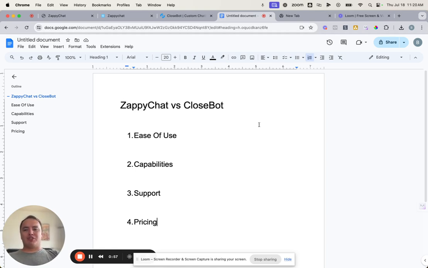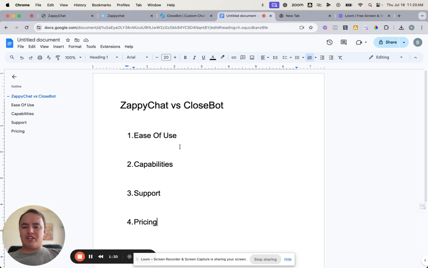So this is just for anyone who really wants to know, and this is my objective or subjective opinion on these, because now I've used them both. These are my criteria, what I decided to judge them by. One is ease of use. Two, the capabilities. Three, support, and then pricing. So I'll just go through them. I still have them both, and then you can make your own decision.